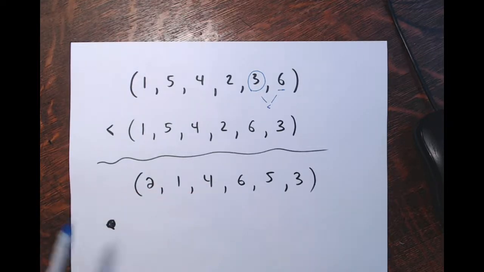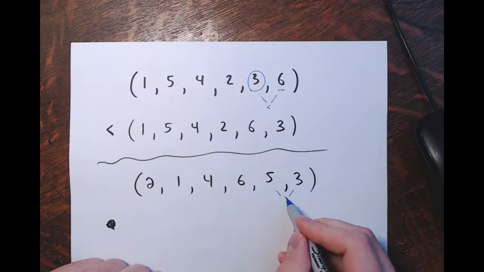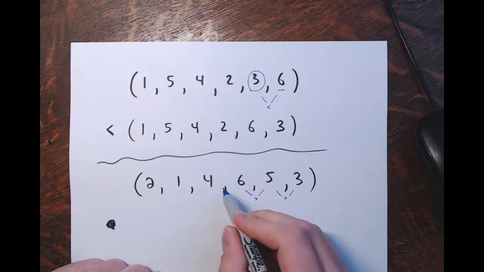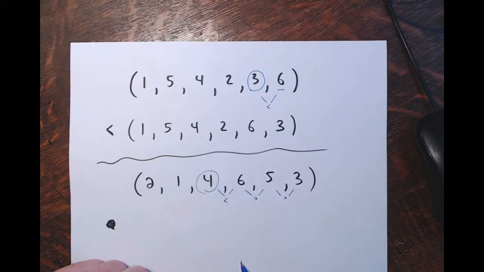The next highest permutation. So again, for these two, the left is bigger than the right, so keep moving. Left is bigger than the right, keep moving. All right, this time this number 4 is less than 6.